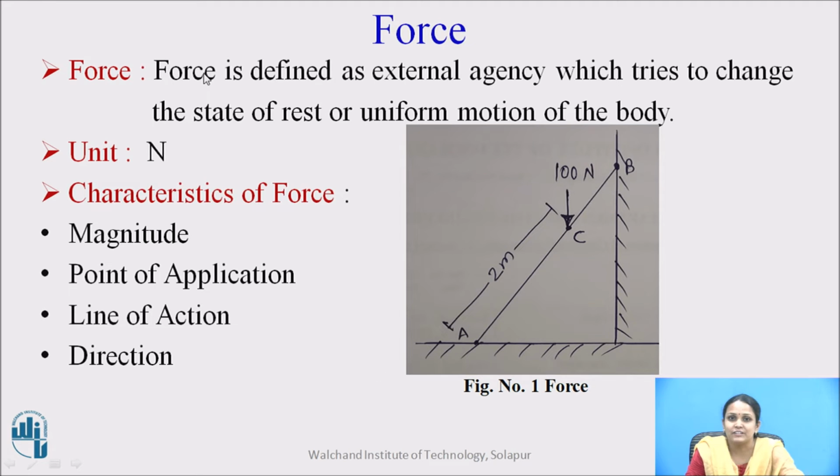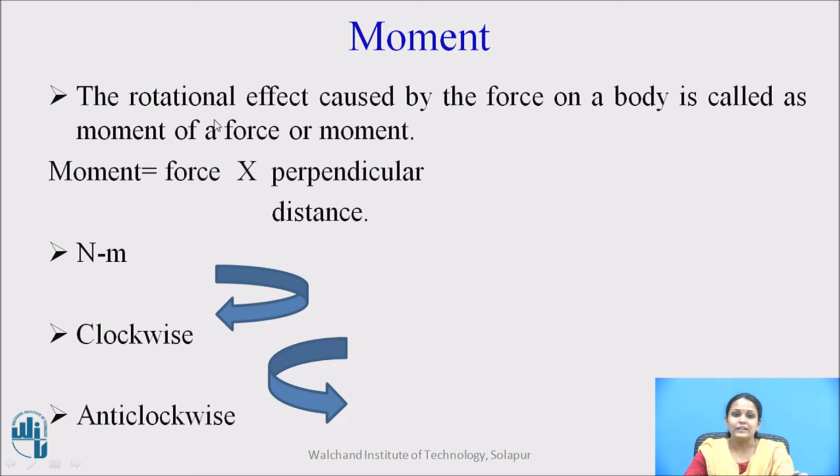Then force is defined as the external agency which tends to change the state of rest or uniform motion of a body. The unit of force is Newton. So here I will express this 100 Newton force is acting at point C, which is 2 meters away from the point A, and it is acting in the downward direction. The rotational effect caused by a force on a body is called a moment or moment of force. It is expressed in terms of force into perpendicular distance. The unit of moment is Newton meter.